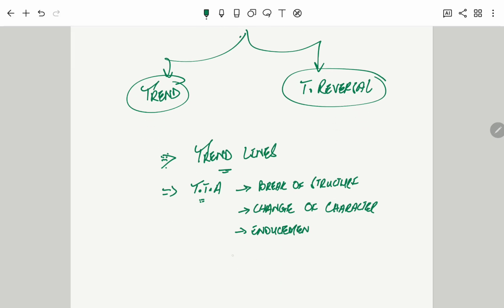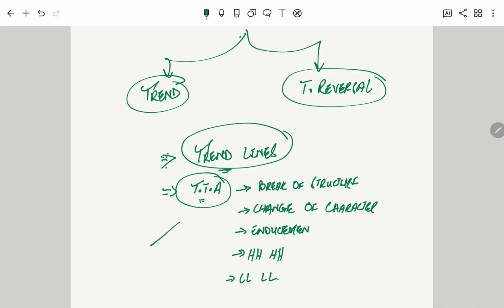We study how to mark the higher highs and higher lows. We study how to mark the lower lows and lower highs. Okay? So this is the technical trend approach. Today we are going to be discussing the easier approach, that is through the trend lines. It's really basic, it's really simple. But make sure that you also learn the technical trend approach, because it will help you understand basically what's happening inside the charts.